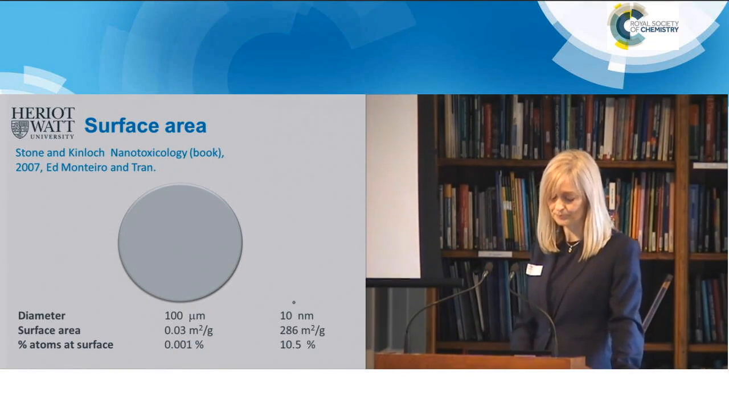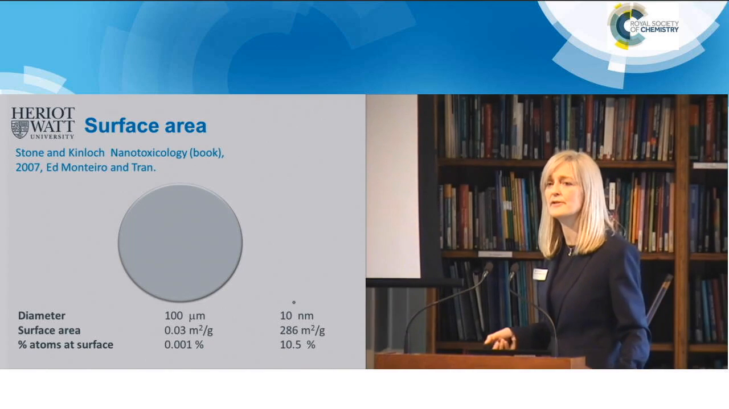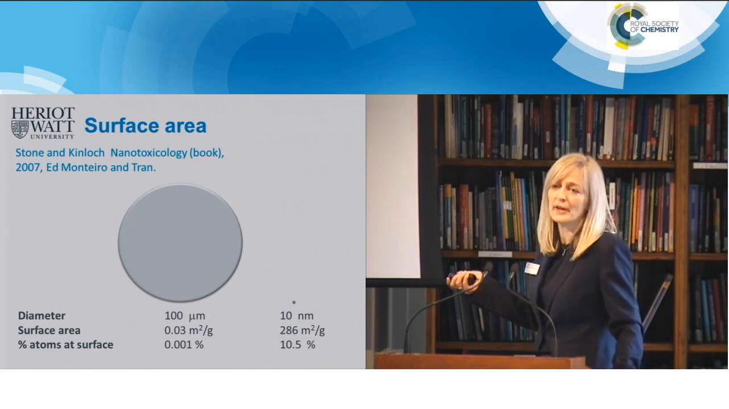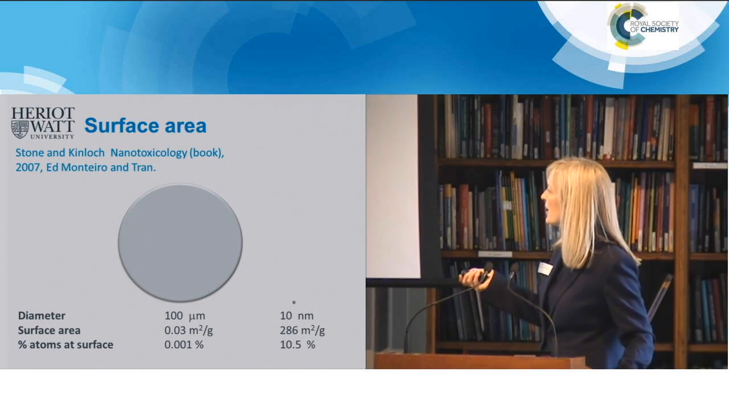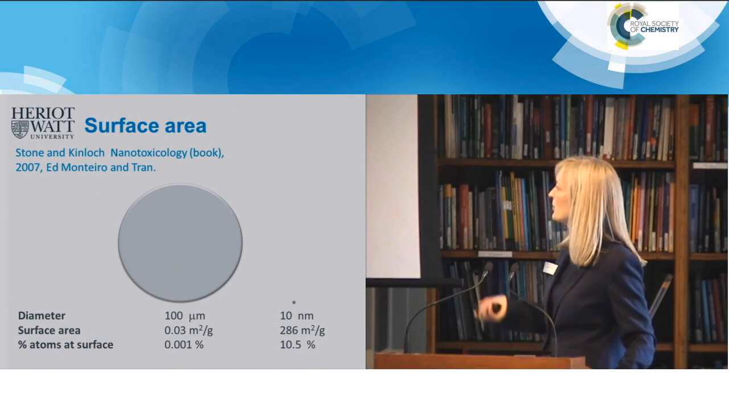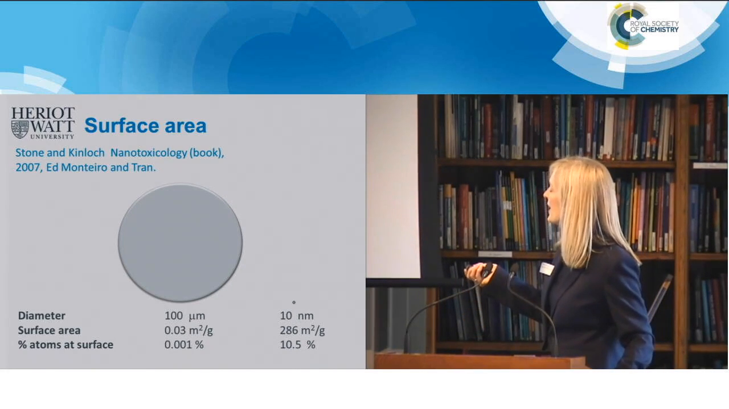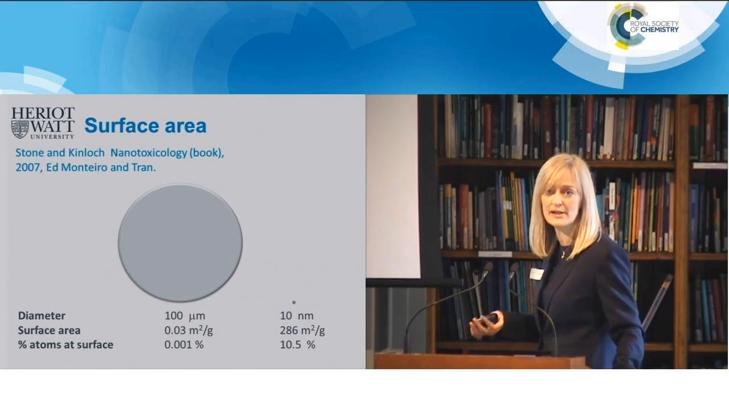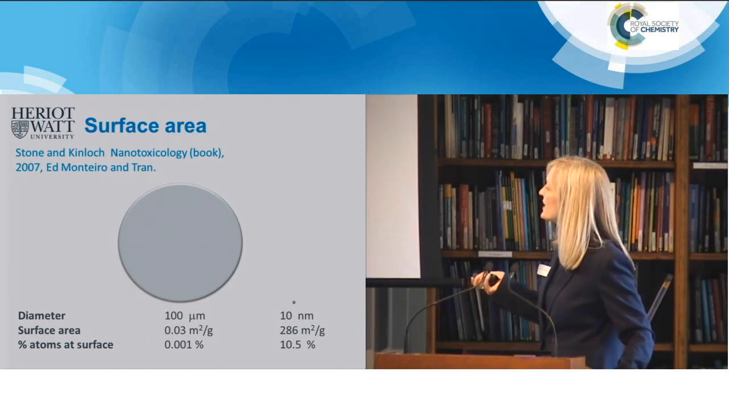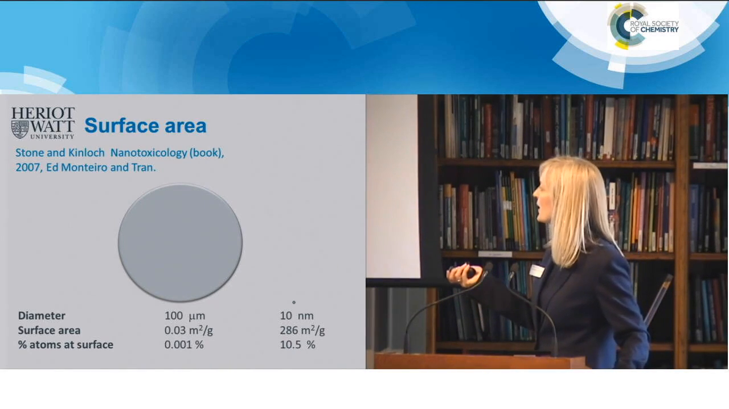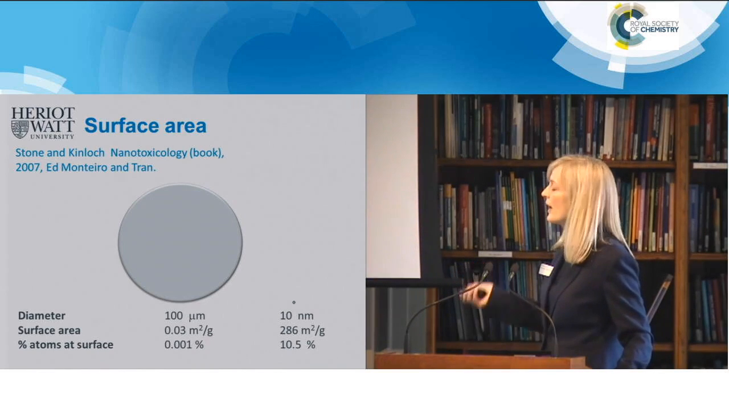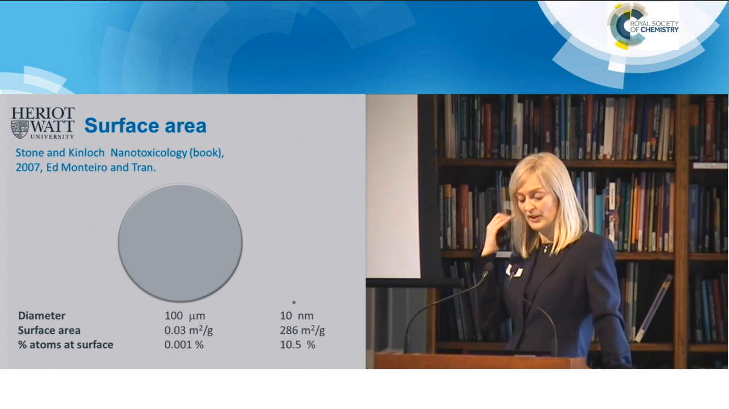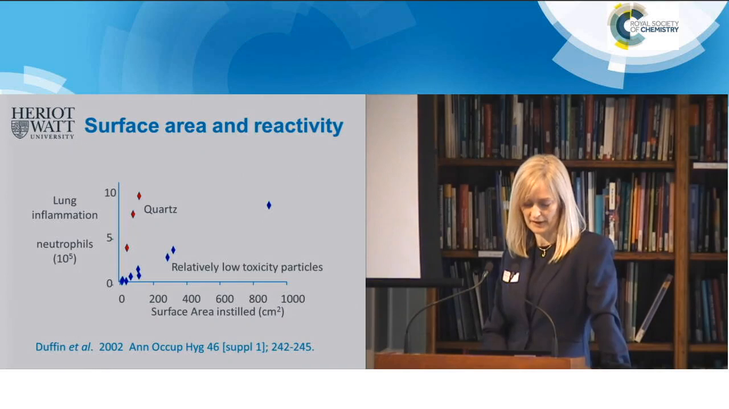If you then think about this in terms of different dose metrics such as surface area, you can see that for a 100 micrometer particle and a 10 nanometer particle, the surface area dose in meters squared per gram is much, much greater. You're talking about a tennis court versus a piece of A4 paper in terms of difference in surface area. And then the percentage of atoms at the surface is also very different. You've got 0.001% here and 10% there. So there are lots of atoms available at the surface and available to interact with the biological matrices around them.